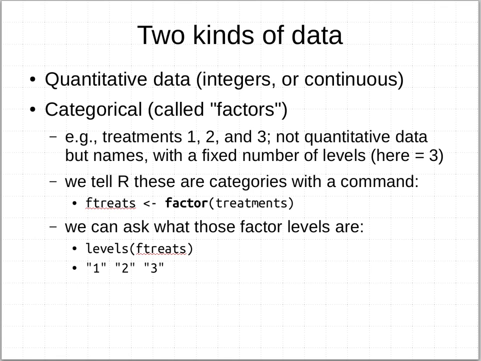Okay? And you can double check to make sure that that worked. You can ask how many levels are there in my new thing called F treats, and it would list them for you. Levels 1, 2, and 3. It puts them in quotes the same way as it would if you had names or any other sort of words there. So now we know that we have categorical factors in there, and we can convert things that look like numbers into those factors.